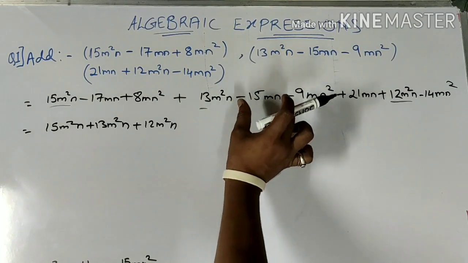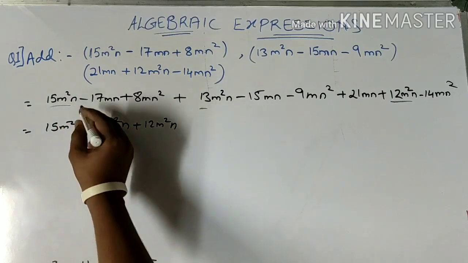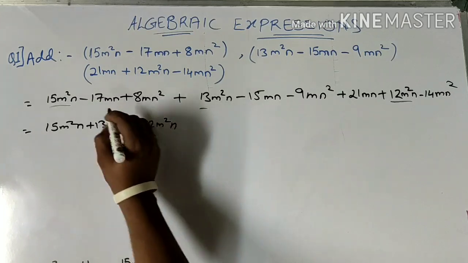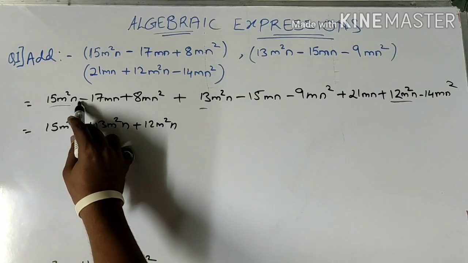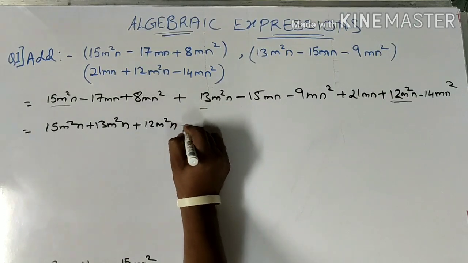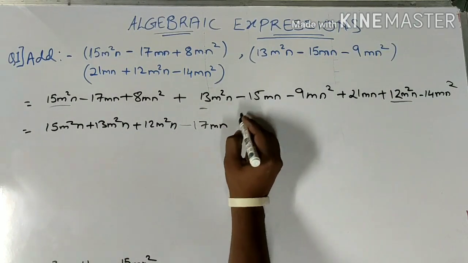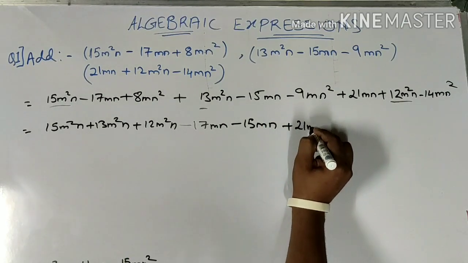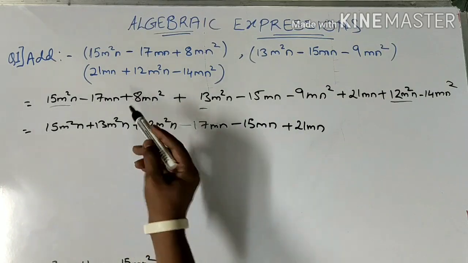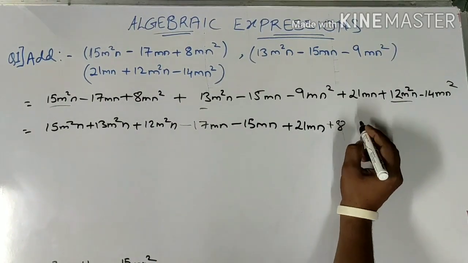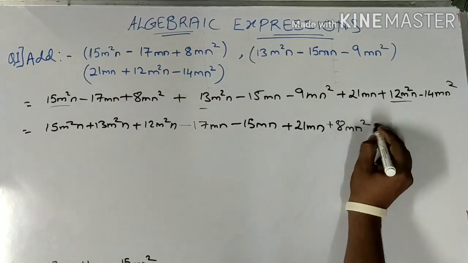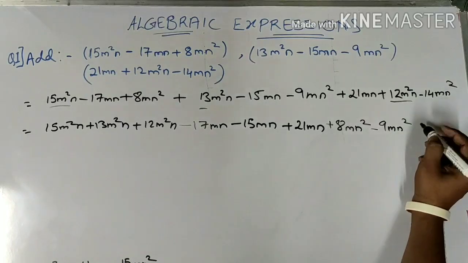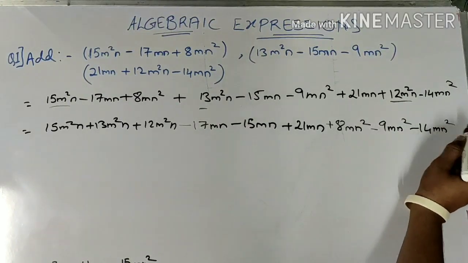Whenever you consider mn like this, the term will have a sign just ahead of it. So this 17, when I want to write, I'll have to use the negative sign. So negative 17 mn, negative 15 mn, and positive 21 mn. The last terms that are remaining are 8 mn square, minus 9 mn square and minus 14 mn square.